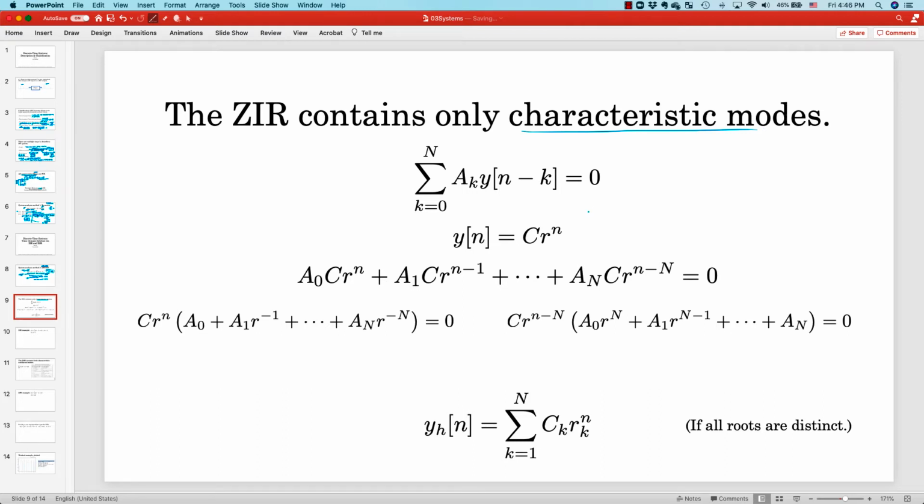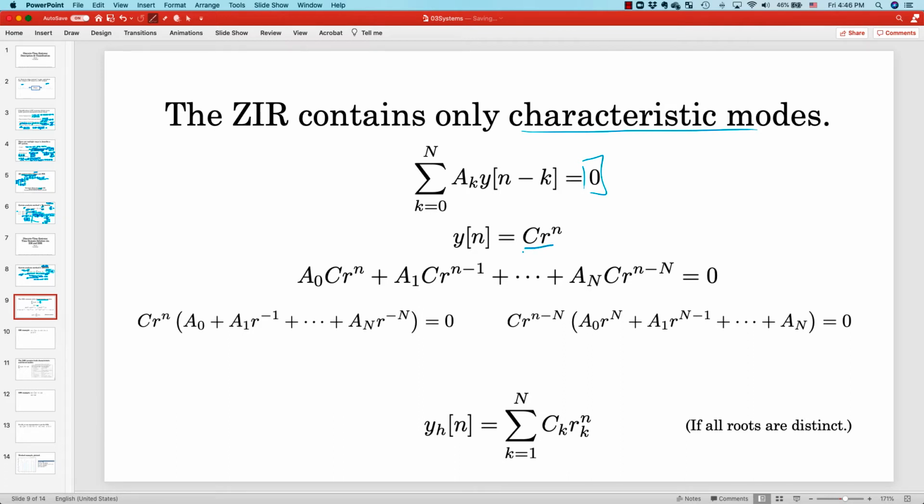Well, let's solve the homogeneous equation. That means we're setting the left-hand side equal to 0. The solution can be found by seeing that this is the sum of weighted and shifted functions, and that sum has to add up to 0. The only kind of function that has this property, that if you weight it and time shift it in discrete time, are functions of this form.